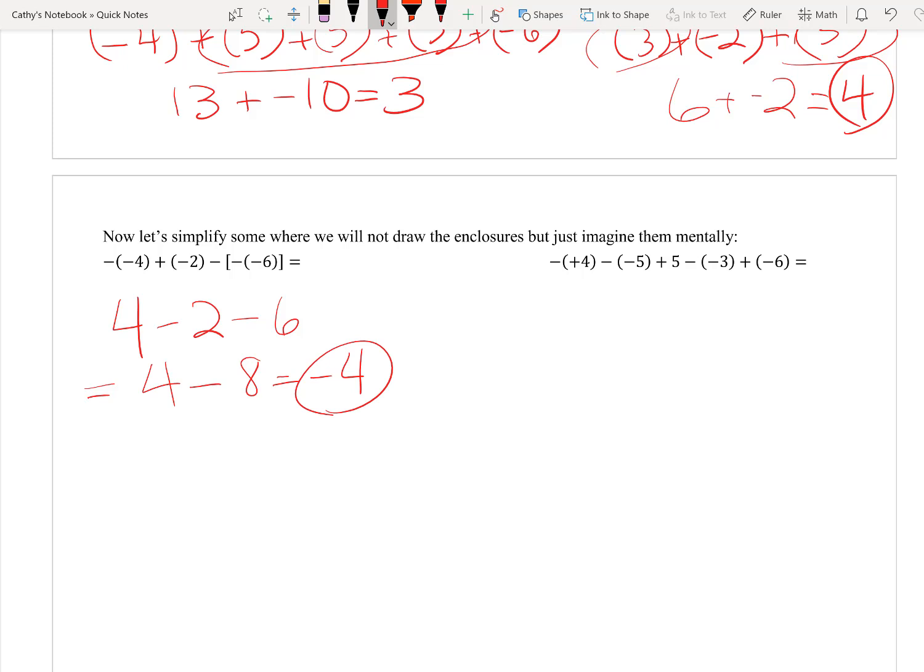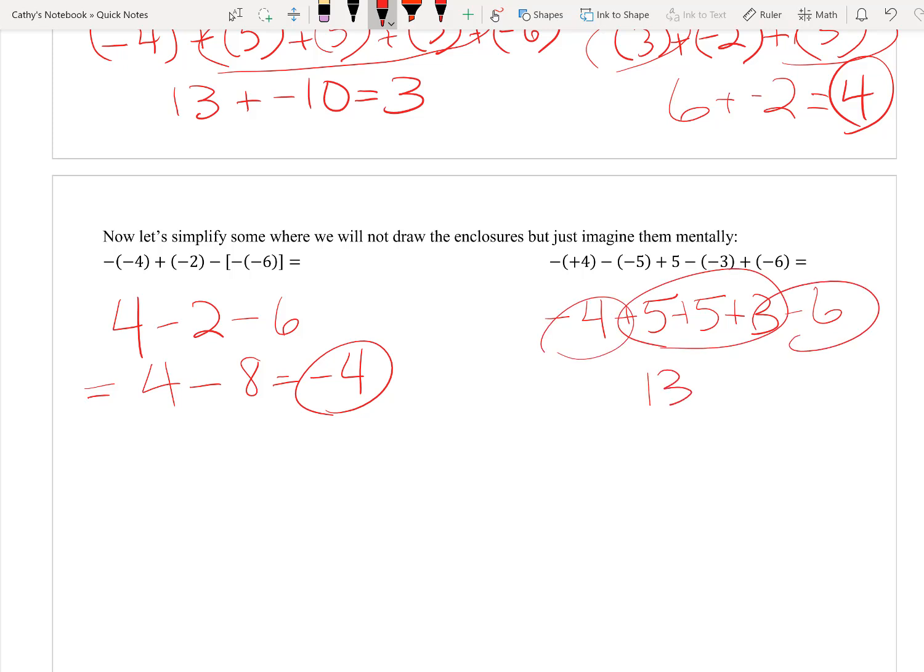All right, the next one, you've got a 4 with a positive and a negative in front of it. That's just one negative sign, which means it is negative. Then you have this 5 with 2 negative signs to the left of it, so that is even, so it's positive 5. You have another positive 5. You have 2 negatives in front of the 3, so that's positive 3. And then you have just one negative sign in front of the 6, so that is minus 6. So this is going to be positive 13 plus negative 10, so minus 10 is 3.